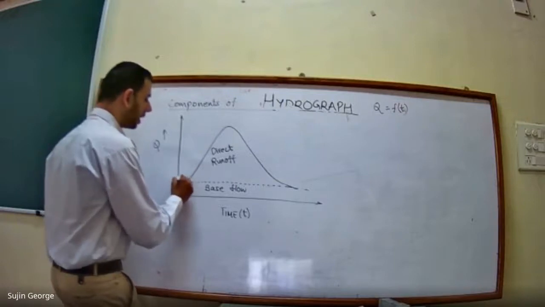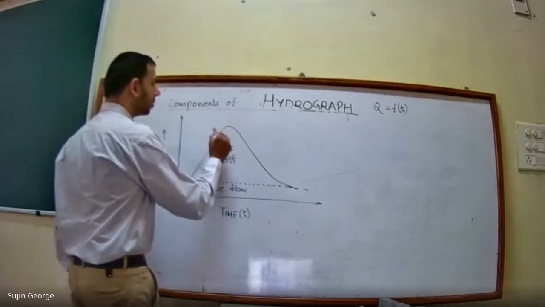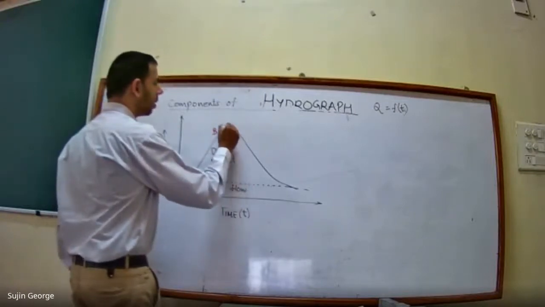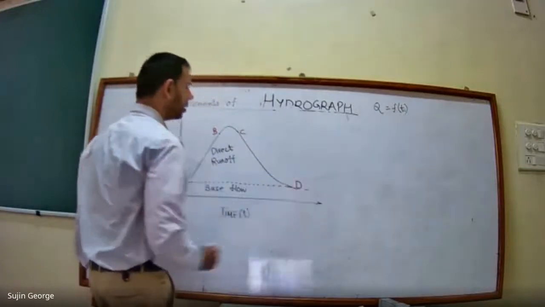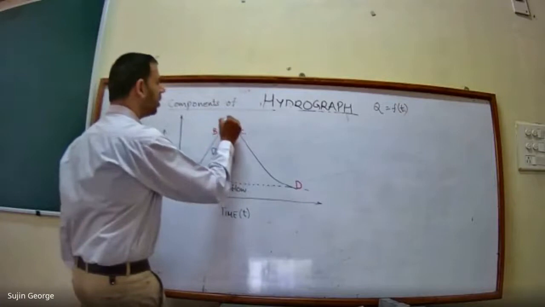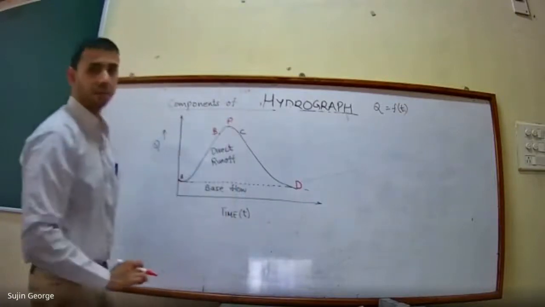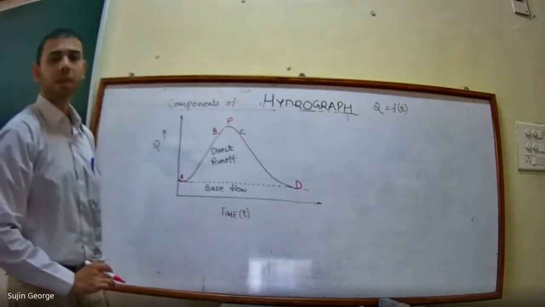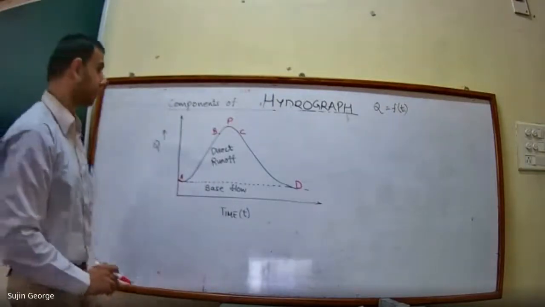Suppose this is point A. Here, suppose this is point B. Here there is point C. And here there is point D. And we will denote this as point C because this is the peak of the curve. So we will denote it as point C.